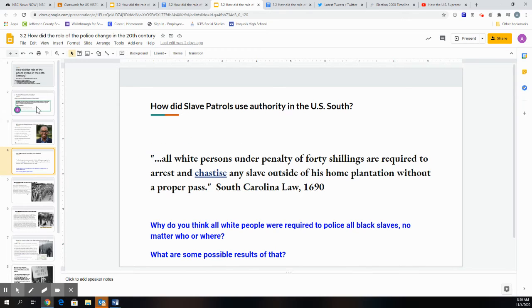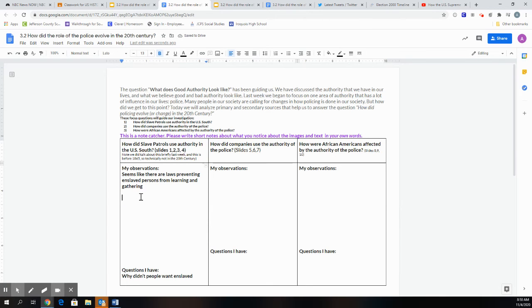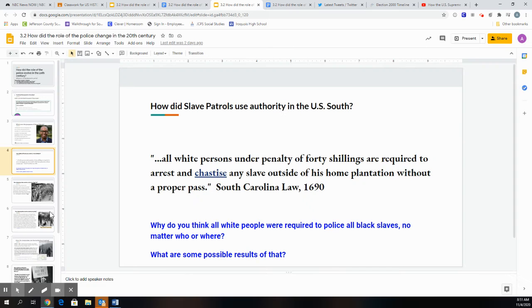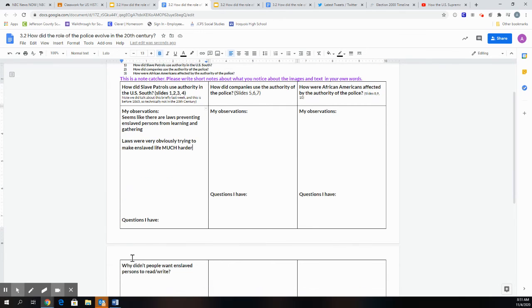of the overall, because this section is going to be slides 1, 2, 3. You need to put slide 4 also. So you can even put like laws were very obvious, obviously trying to make enslaved life much harder, or something like that. And then you just go on to the next one. It's just another quote. And then for each slide, have an observation, and maybe for every other slide have a question.